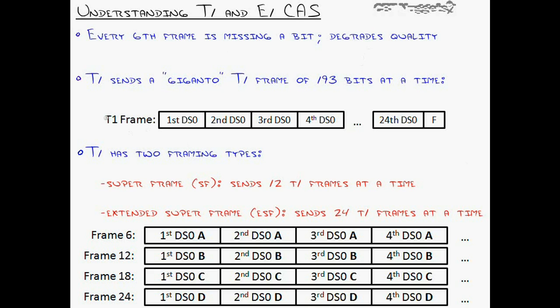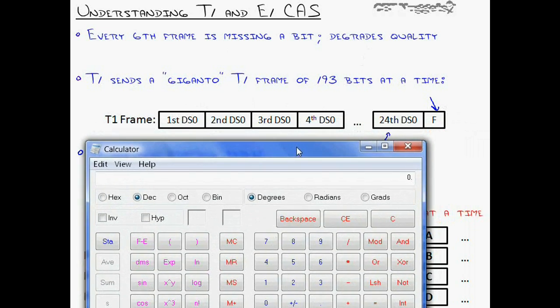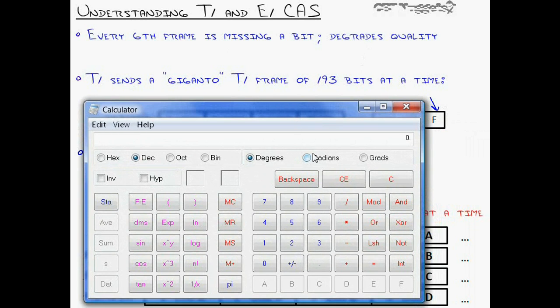So a T1 frame, and this is what I was saying before, is actually all 24 DS0 channels with a little framing bit on the end. Now, this helps explain something. I don't know if you've ever done this like me. Have you ever thought about a T1 line and think, okay, let me pull up a calculator here. If I've got 24 channels, and each channel has 64 kilobits per second, so you've got 24 DS0s, each channel is 64 kilobits per second.